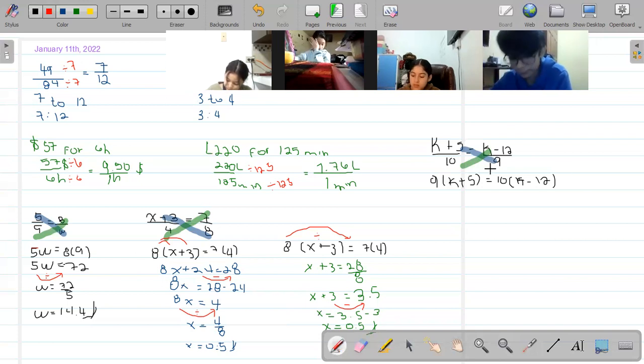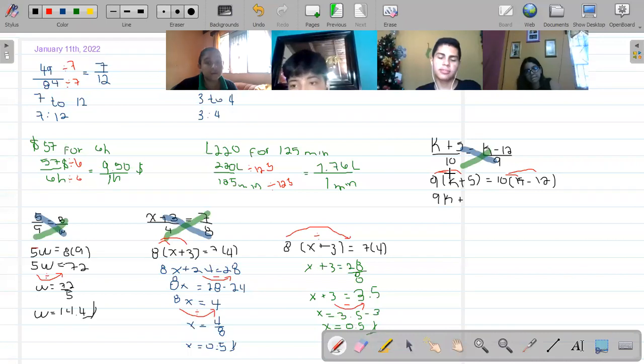Because both sides have a number outside of parentheses. So both sides require us to do the distributive property first. So I'm going to do the distributive property first because I have two numbers outside the parenthesis. So I'm going to multiply 9 times k, 9k, 9 times 5, 45.